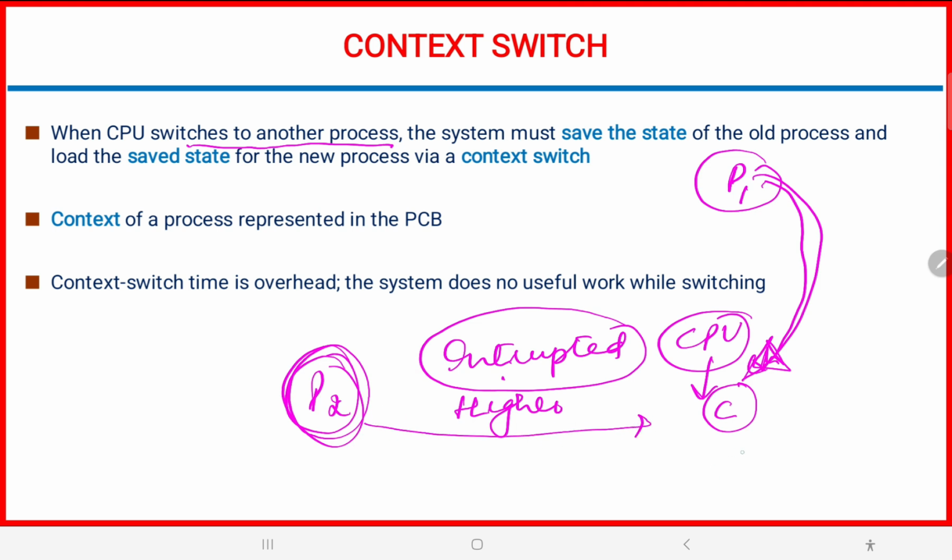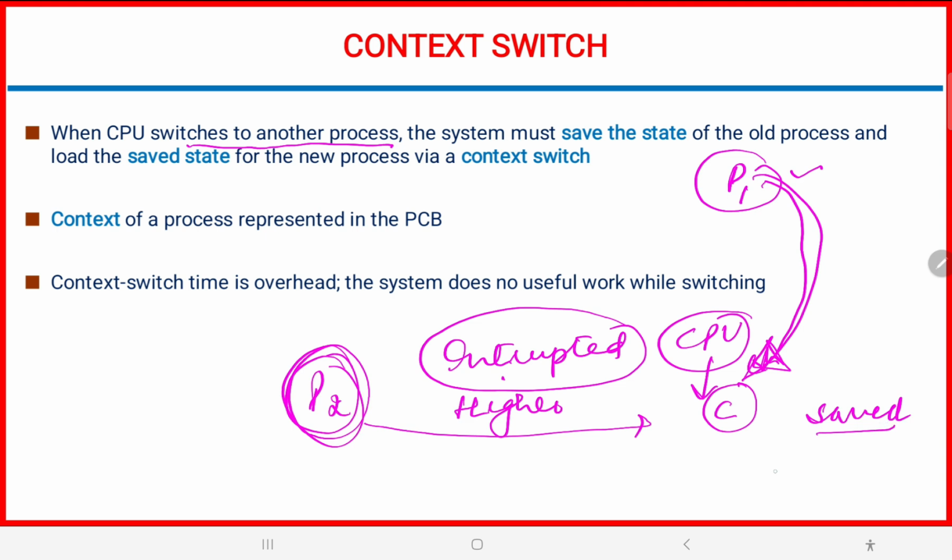But P1 has executed partially. So what is done here is, whatever the state of process P1 was when this interrupt occurred, that state of process P1 is saved.